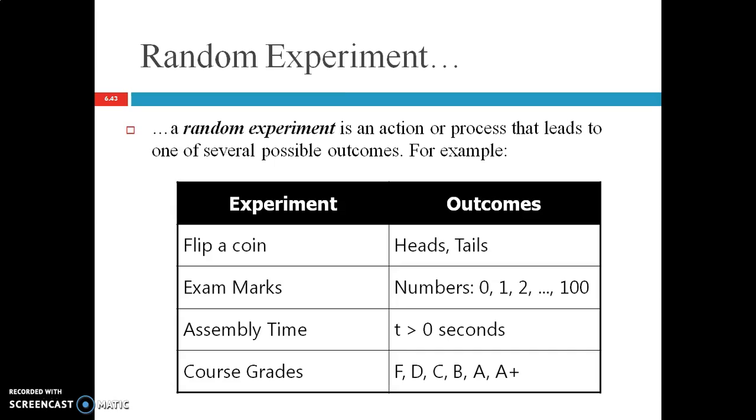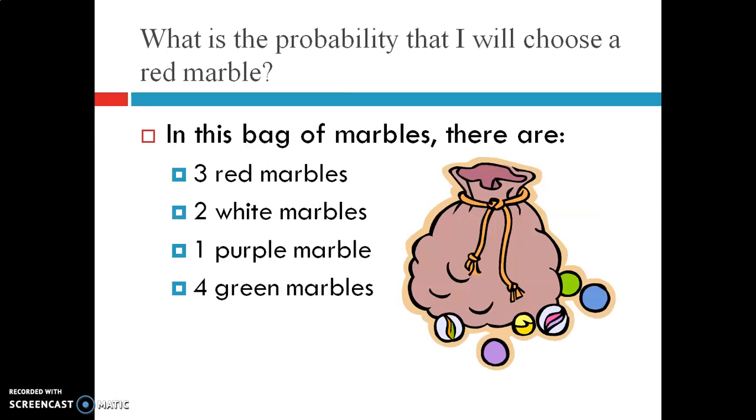Then course grades. Again, it depends on how many grades there are. So here F, D, C, B, A plus. These are the different outcomes of the course grades.